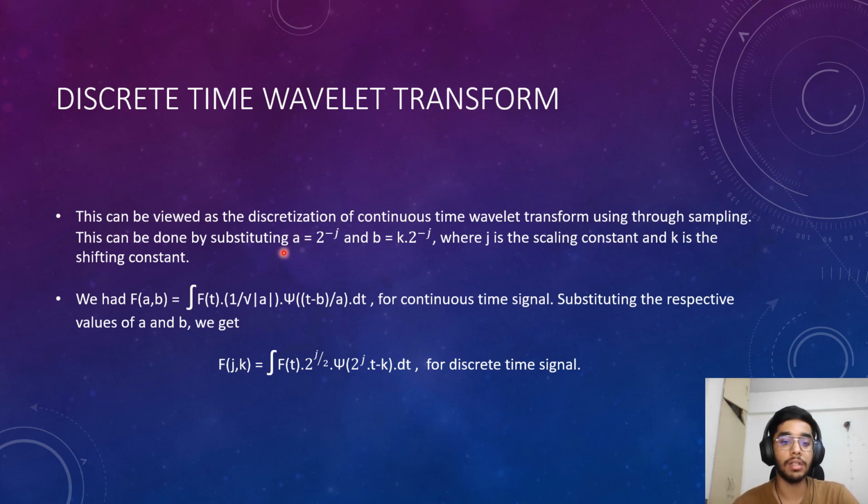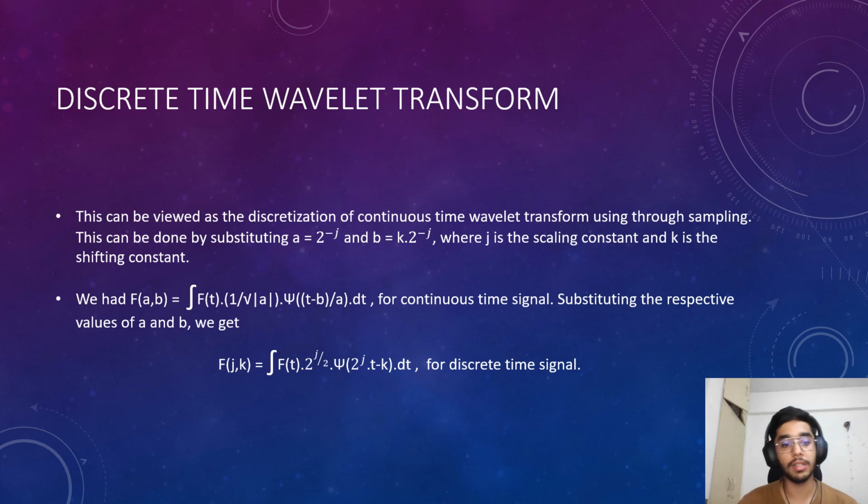We change a to 2 power minus j and b to k into 2 power minus j, where j is the scaling constant and k is the shifting constant. This change in the shifting constants helps us in multi-resolutional analysis of the signal.